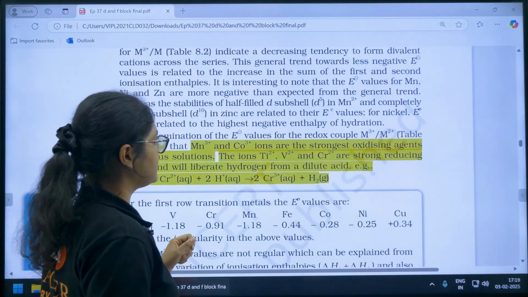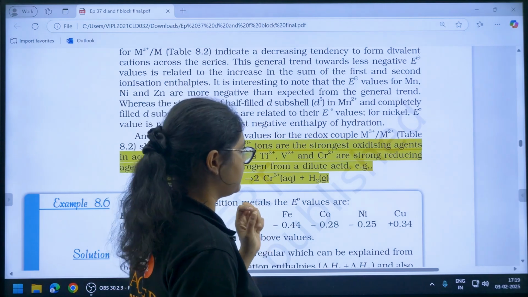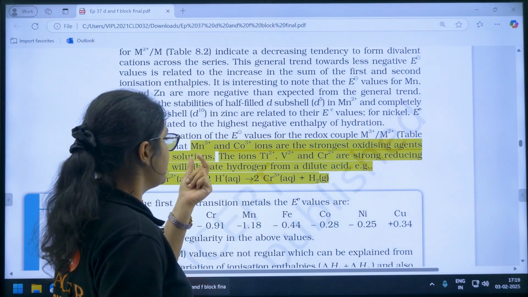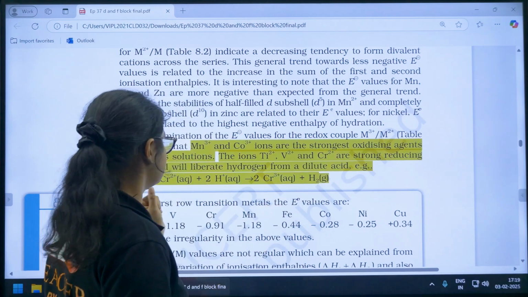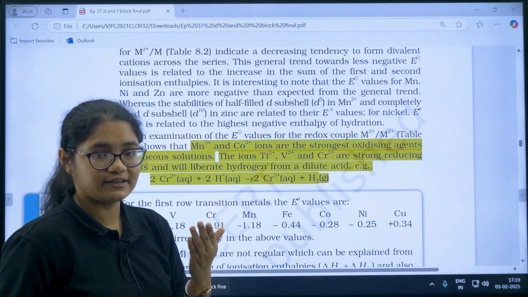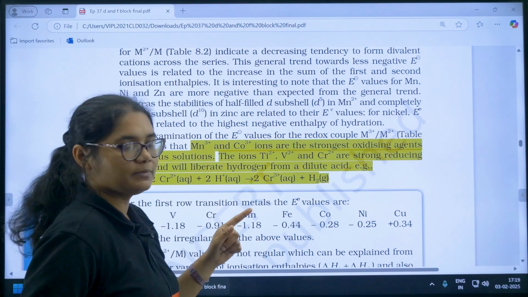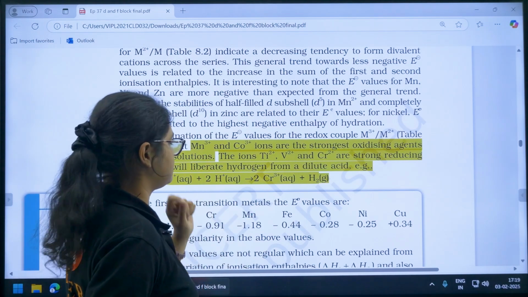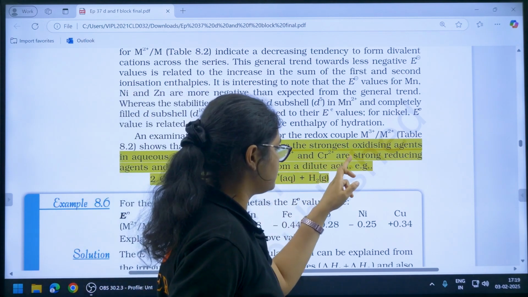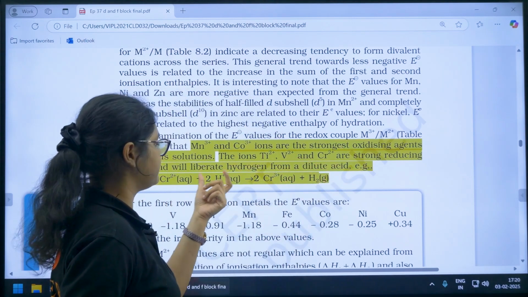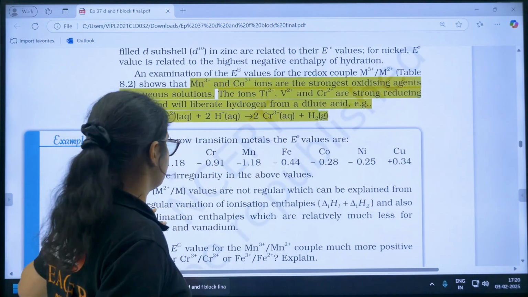Okay, so coming to the E0 values, an examination of the E0 values of the redox couple M3+ to M2+ shows that Mn3+ and Co3+ are the strongest oxidizing agents in aqueous solution. Strongest oxidizing agent means they will undergo reduction. So if it undergoes reduction, +3 to +2, it will gain stability. The ions Ti2+, V2+ and Cr2+ are strong reducing agents and will liberate hydrogen with dilute acid. Okay, so this reaction is given to you.